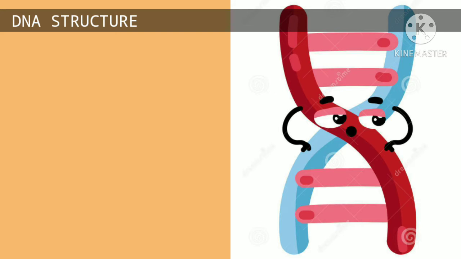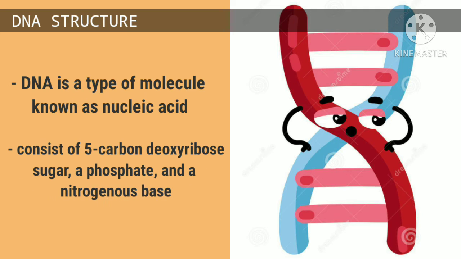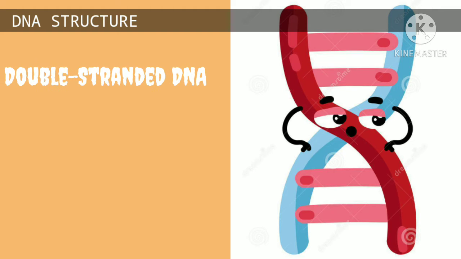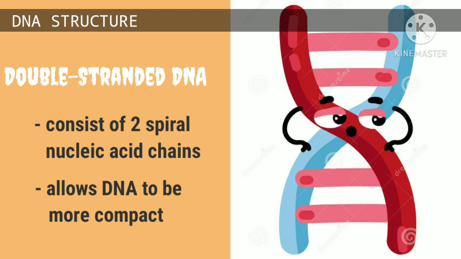DNA structure. DNA, or deoxyribonucleic acid, is a type of molecule known as a nucleic acid. It consists of a 5-carbon deoxyribose sugar, a phosphate, and a nitrogenous base. Double-stranded DNA consists of 2 spiral nucleic acid chains that are twisted into a double helix shape. This twisting allows DNA to be more compact.